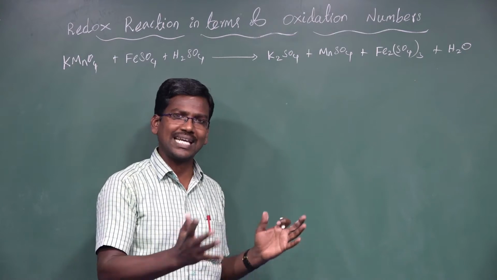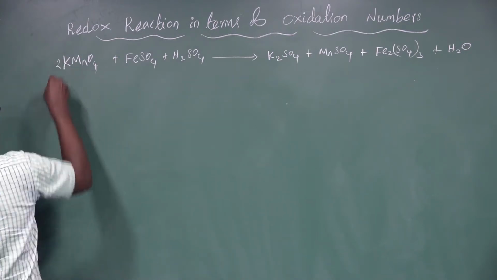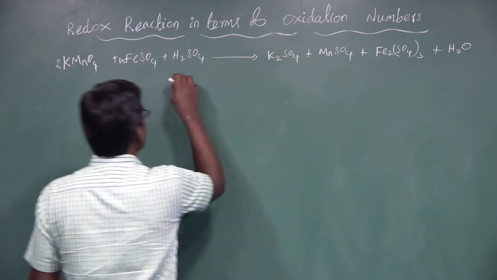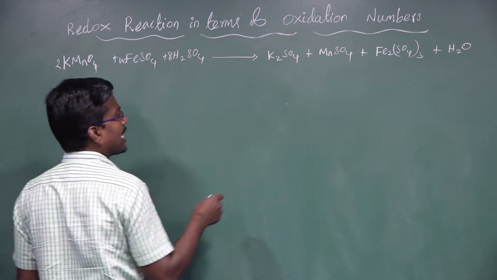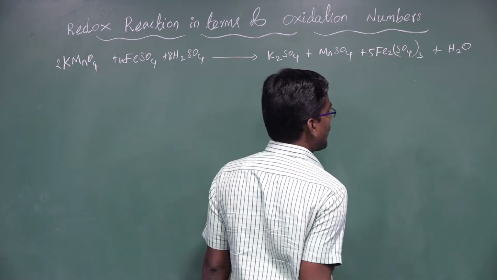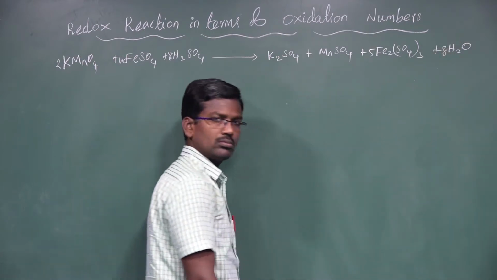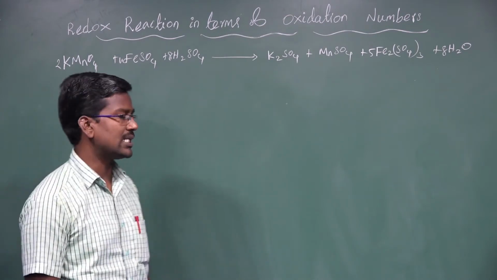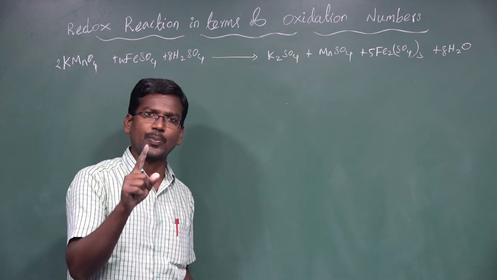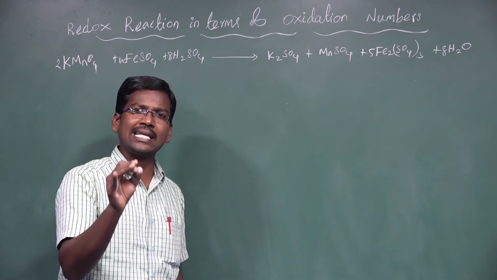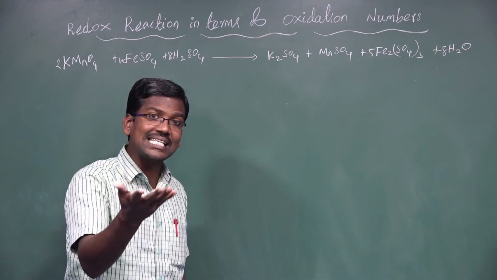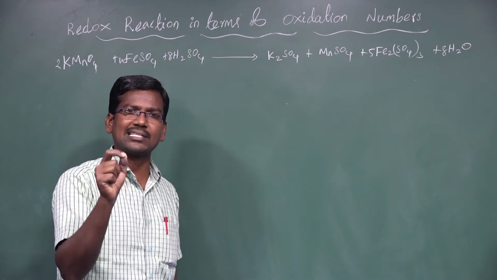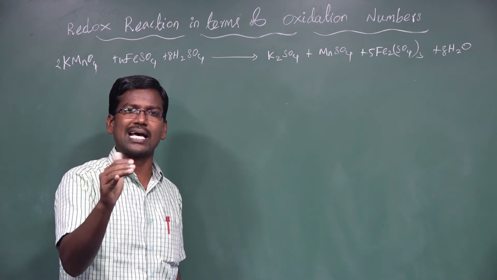Now we are going to balance the reactant and product sides. 2 moles of potassium permanganate react with 10 moles of ferrous sulfate in presence of 8 moles of sulfuric acid to form potassium sulfate, manganese sulfate, 5 moles of ferric sulfate and 8 moles of water. This is the balanced or stoichiometric equation. What is the meaning of the oxidation process? In a compound, an element can easily increase or decrease its oxidation number. Increase in oxidation number is known as the oxidation process, and decrease in oxidation number is known as the reduction process.